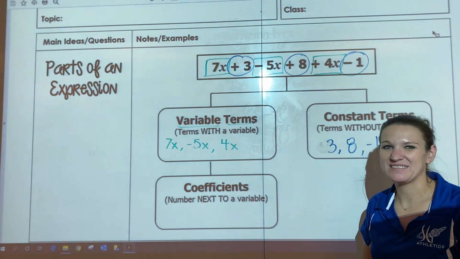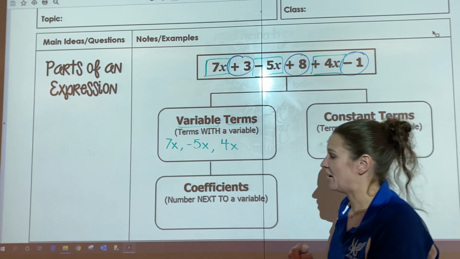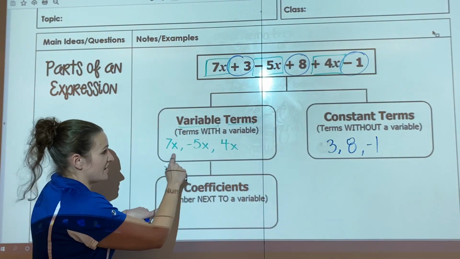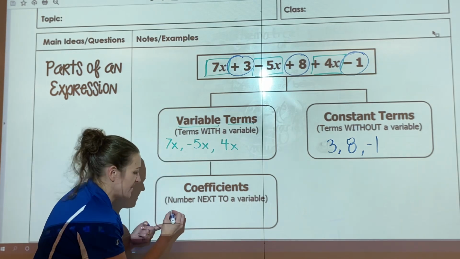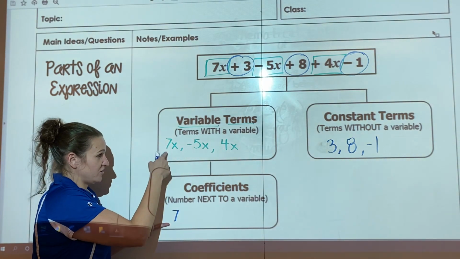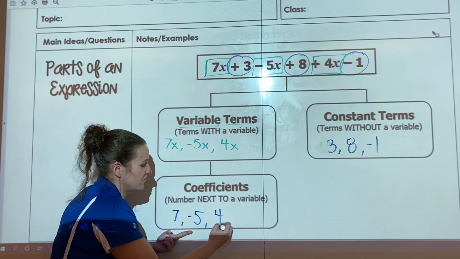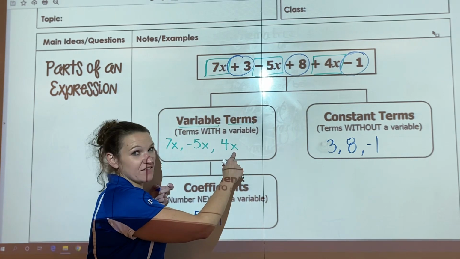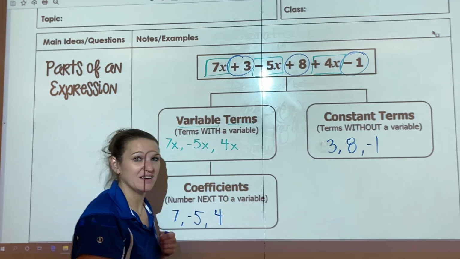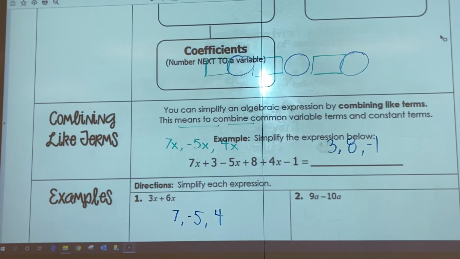So far, so good. Coefficients are the number in front of the variable, right? So since I have 3 different variable terms, my numbers are going to be the number right in front of it. So there's the 7, the negative 5, and the 4. When they ask for the coefficient, they're not asking you to write the variable. They just want the number in front of it. Let's continue. I'm going to scroll down here.